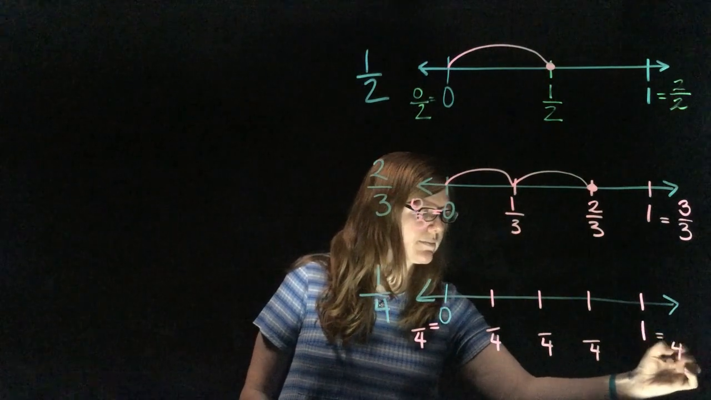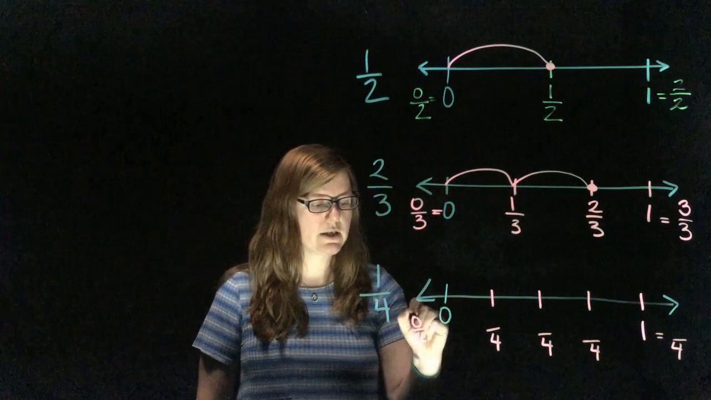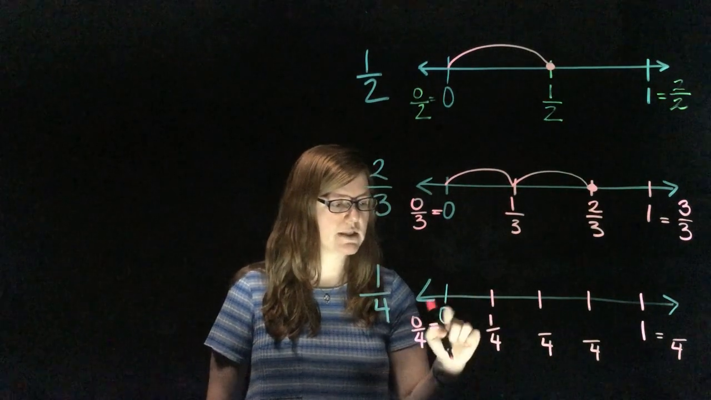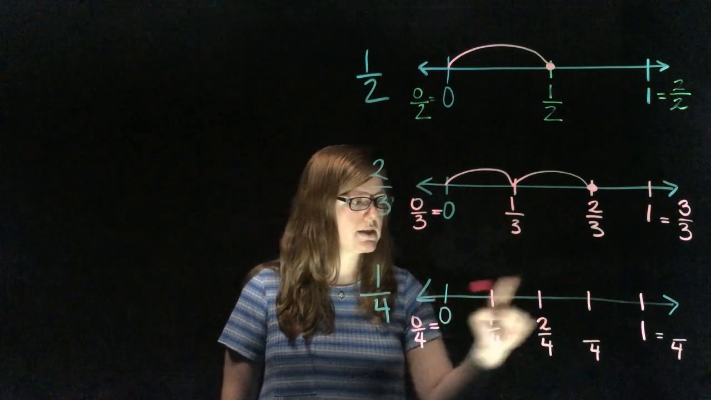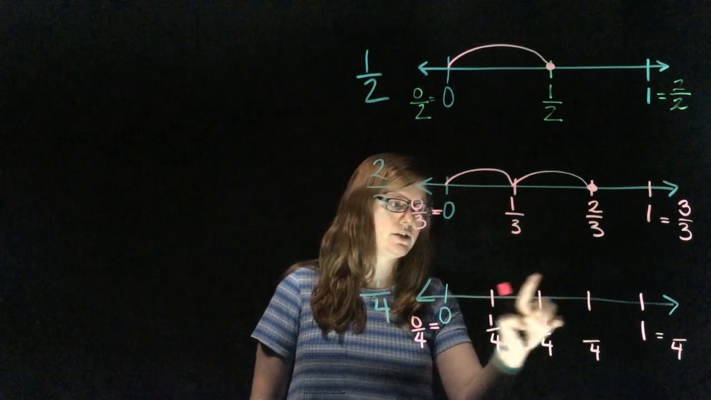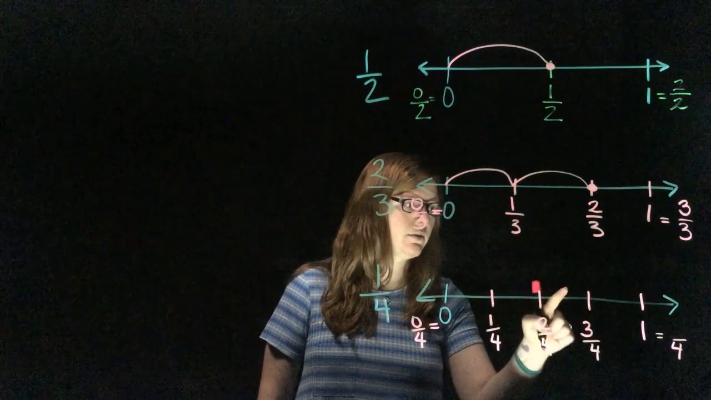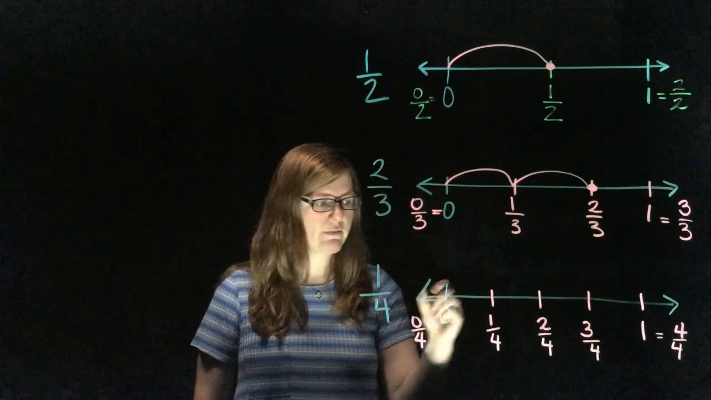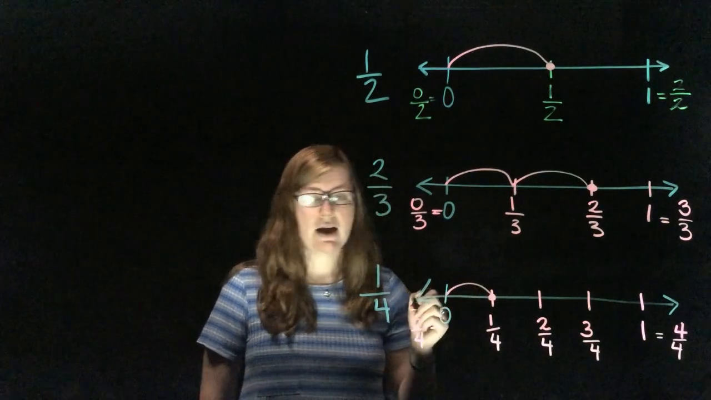And 1 equals 4/4. From 0, I don't have any spaces, so 0/4 equals 0. From 0 to my first line, I have 1 space. 0 to my next line, my numerator is 2. 0 to my next line, I have 1, 2, 3 spaces. And then from 0 to 1, I have 1, 2, 3, 4 spaces. So I want to represent 1/4, 0, make a jump. I landed at 1/4. I'm going to draw my circle.